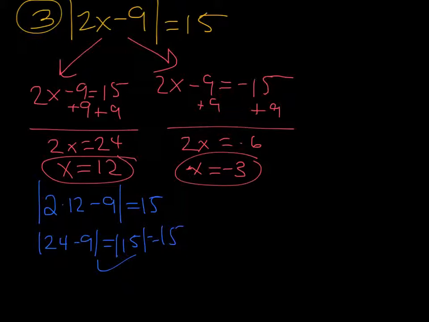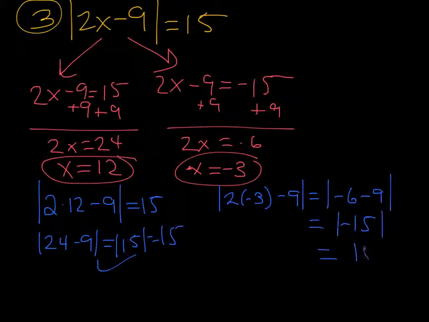For the next one, I'm going to take the original equation and substitute in negative 3 for x. When I do that, I get the absolute value of negative 6 minus 9. That's going to give me the absolute value of negative 15, which is 15, so that one also checks out. Those are okay answers for both.